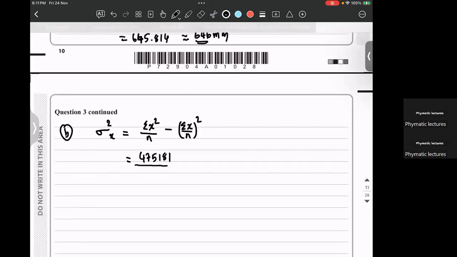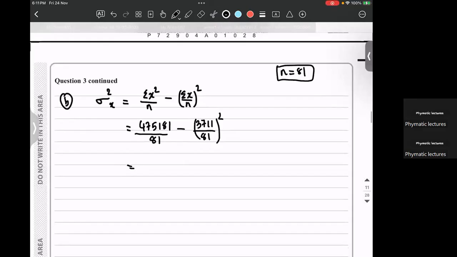475,181 divided by the number of observations, that means 81 salmons. So n is equal to 81. Minus sigma x by n. Sigma x is 3711 divided by 81 whole square. So please figure out that answer. That we will get as 3767.43.